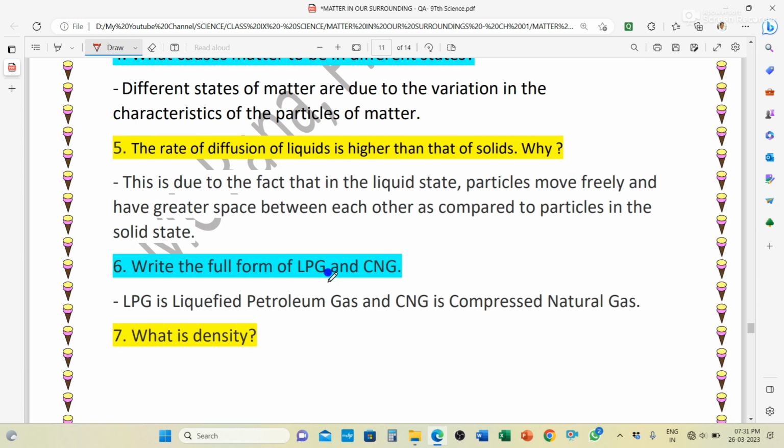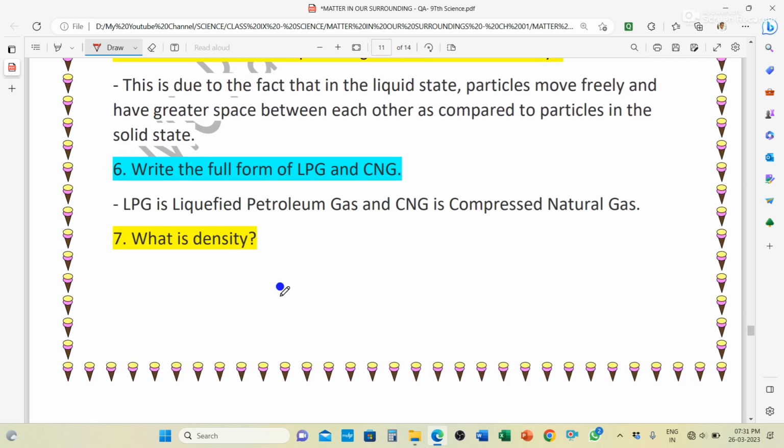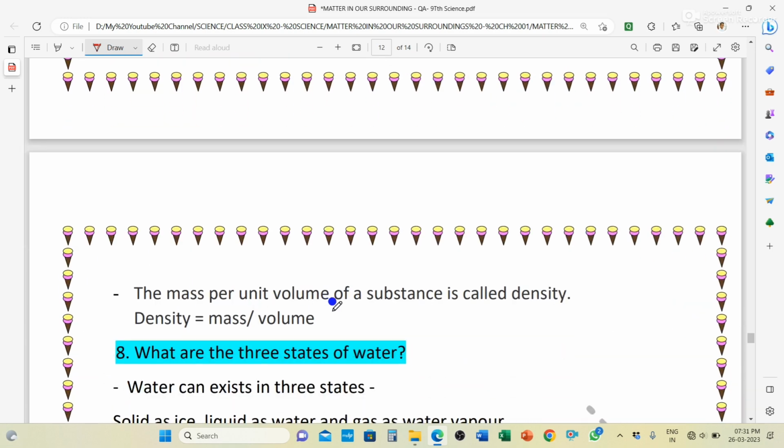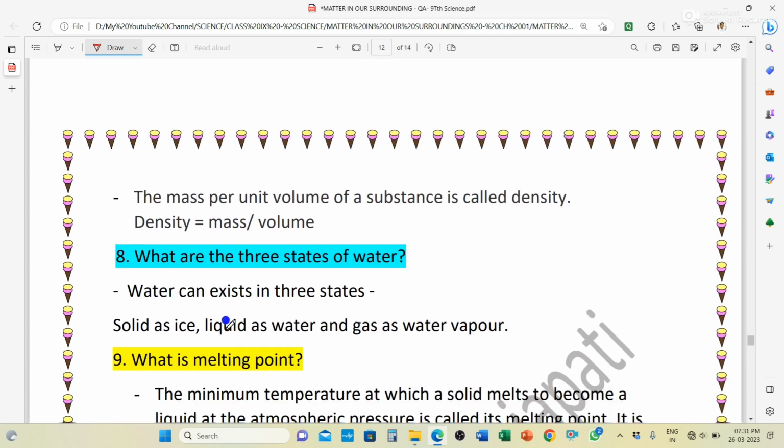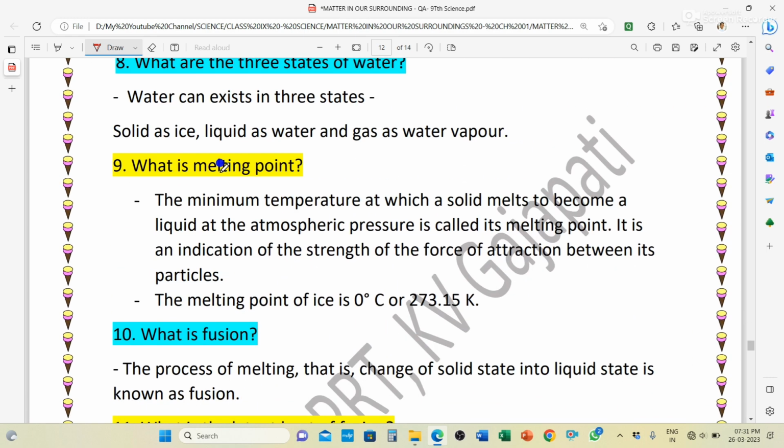Write the full form of LPG and CNG. Full form of LPG, liquefied petroleum gas, and CNG is compressed natural gas. How can we compress a gas? By applying pressure, by increasing pressure and decreasing temperature. What is density? The mass per unit volume of a substance is called density. Density equal to mass by volume. What are the 3 states of water? Water can exist in 3 states: solid as ice, liquid as water and gas as water vapor. What is melting point?